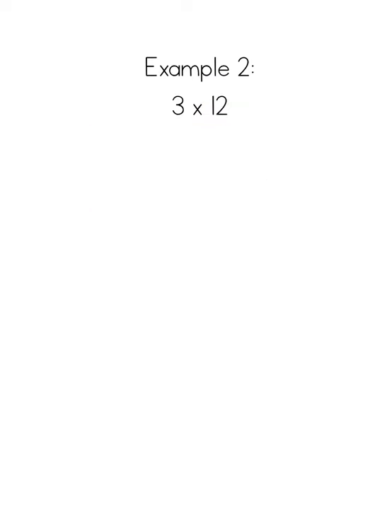Now I want you to try this problem on your own. Remember that you need to choose one number that will be easier to multiply and break apart the other. You should have chosen the number 3 to keep and the number 12 to break apart. We're keeping the number 3 because it's a single digit number that will be easy to multiply. When we break up the number 12, it breaks up into 10 and 2.